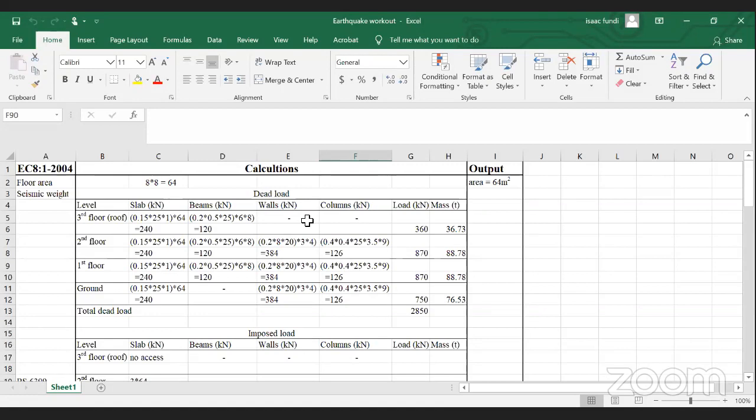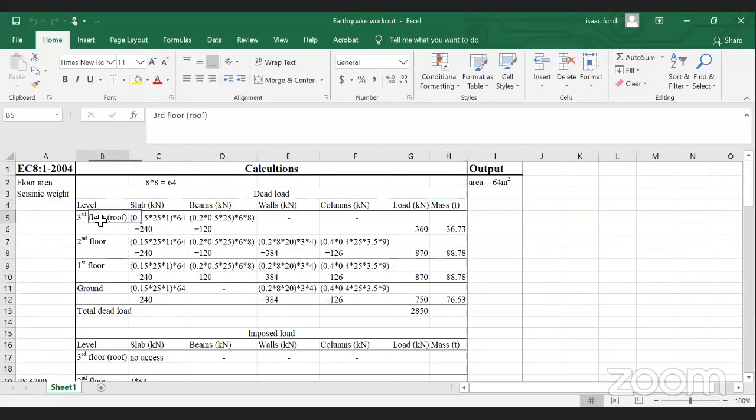At each of these levels, there are different kinds of structural elements that we have to consider. In this case, we have a slab, beams, and walls. I should mention here that the walls are assumed to be only on the outer part, so they are only exterior walls. Then we have columns, with the loading provided in terms of kilonewtons and the mass in terms of tonnage.